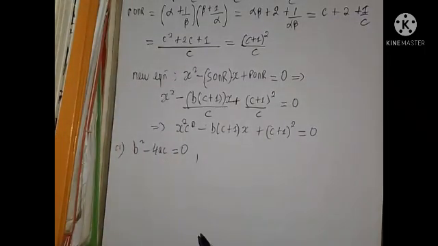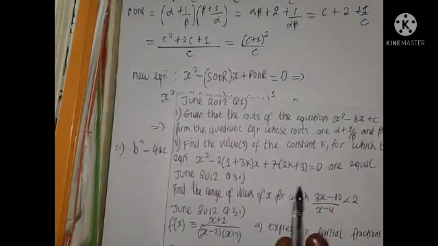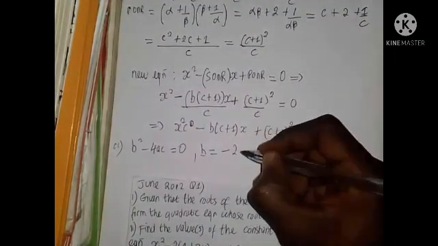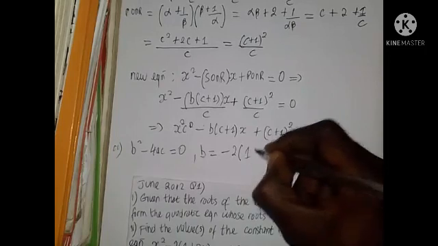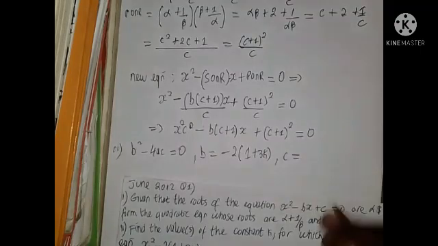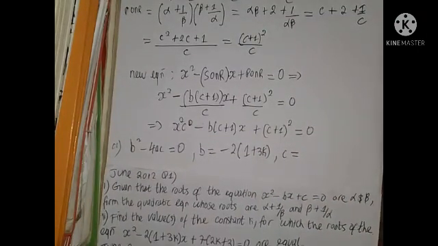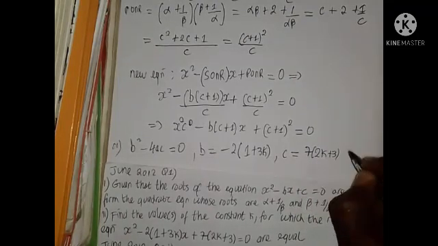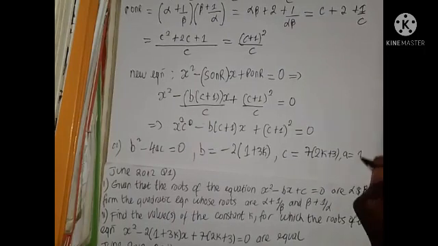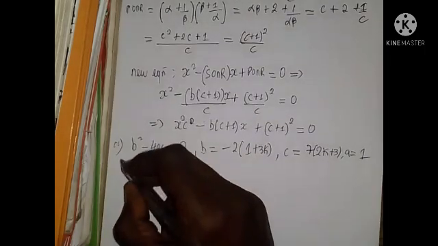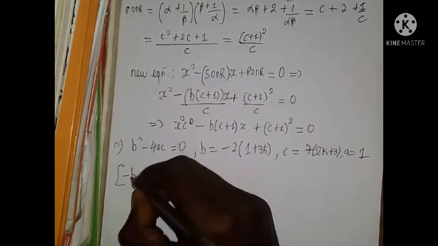So now what is the quadratic equation that we got? From the equation we have this. Our b here is equal to negative 2 into 1 plus 3k, and our c is equal to 7 into 2k plus 3. Our a is equal to 1. So now you have b squared minus 4ac.